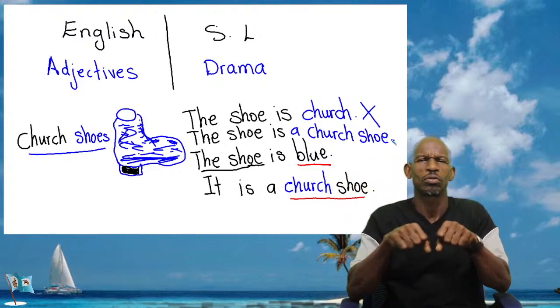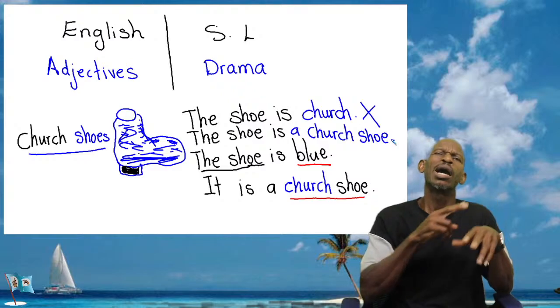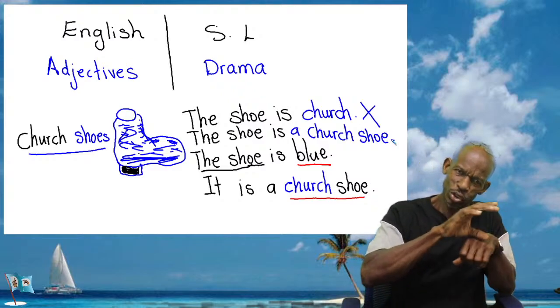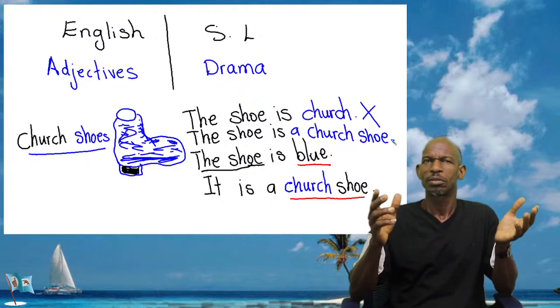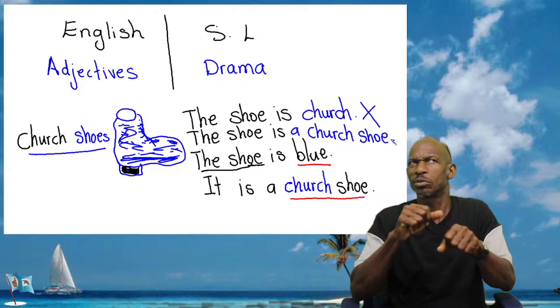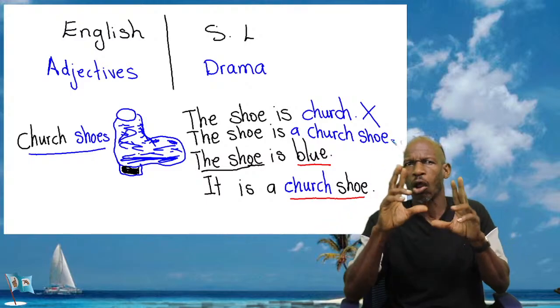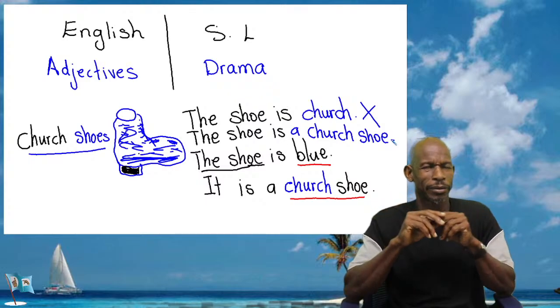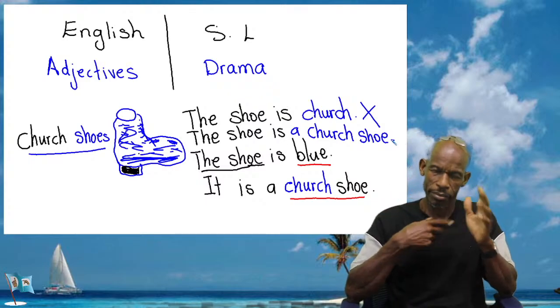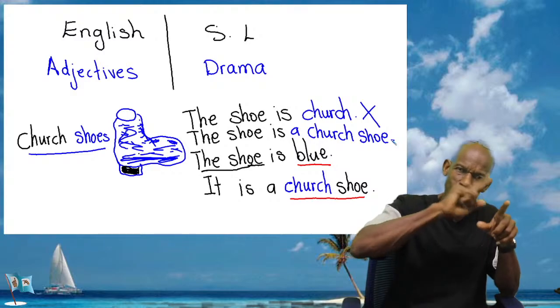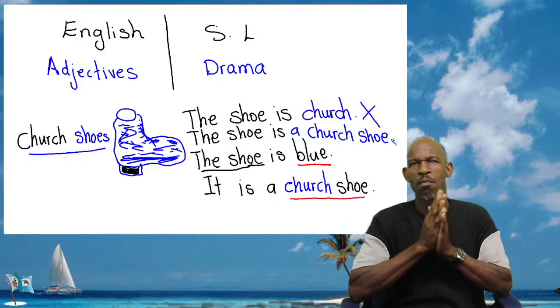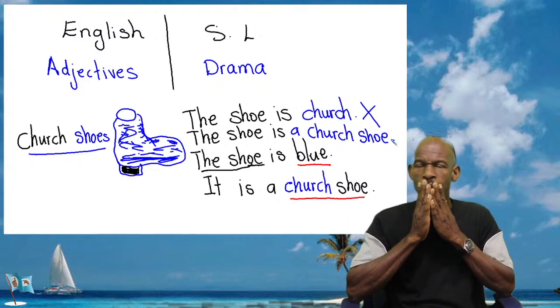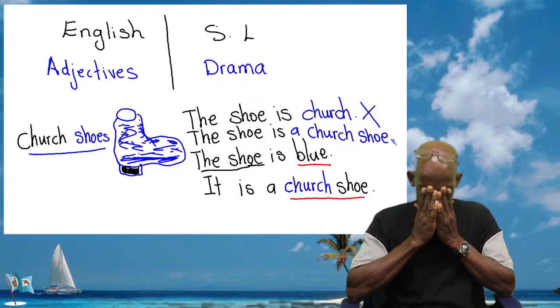Because if I say the shoe is church, church by itself will tell me church is a noun. So the shoe cannot be a church. If I say the shoe is church, I'm telling everybody that the shoe is a church, that I will go in the shoe and I'll pray and read my Bible in the shoe. And that is not really what you want to say. So you have to say the shoe is a church shoe.